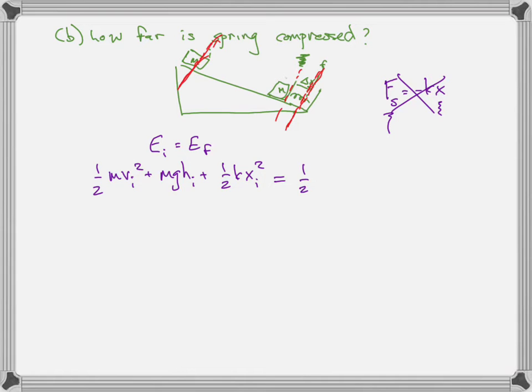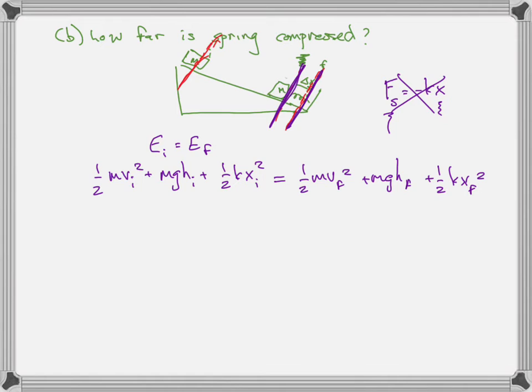Initially, the spring is not compressed at the top of the ramp. It's not even touching the spring. I just included it in there for completeness. X initial is going to be 0. But then when it gets to the bottom of the ramp, the bottom of the spring, when it's fully compressed, so we're talking about the final position here.